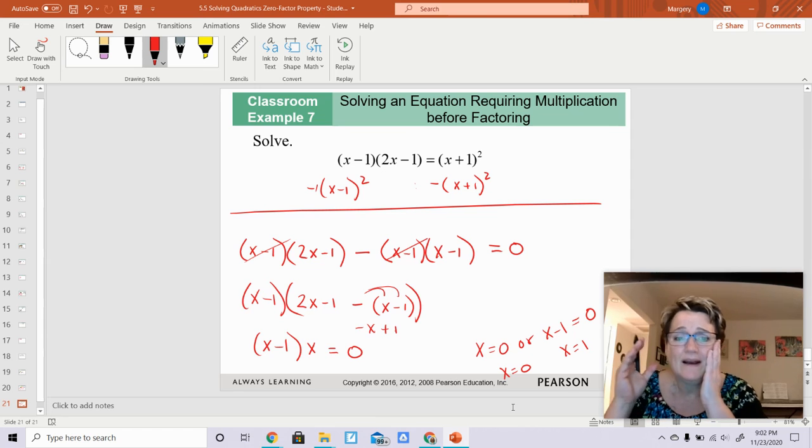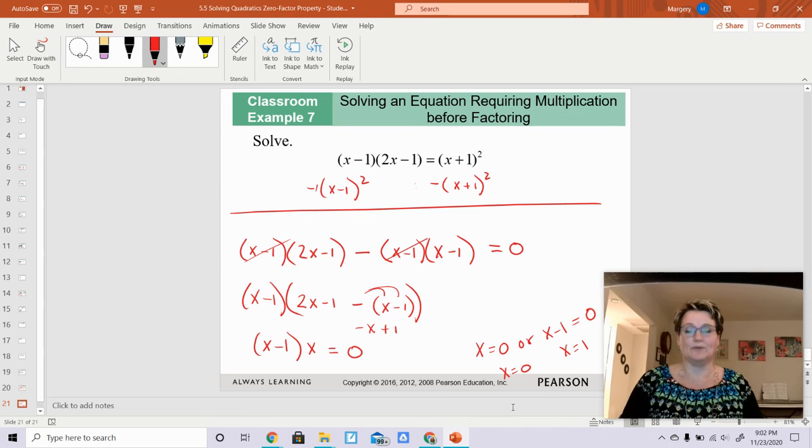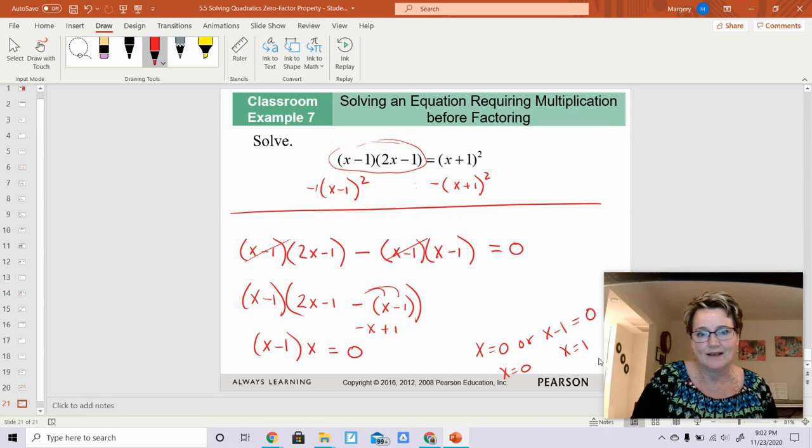I probably should have distributed, like actually multiplied everything and combined like terms and did the whole works. I have 13 minutes, so this is our last problem. I'm just going to actually do the work real fast. I'm going to actually multiply these 2 together. We'll probably get the same answer, but just hang on. That's going to give me 2x squared minus x minus 2x plus 1 equals x squared plus 2x plus 1.